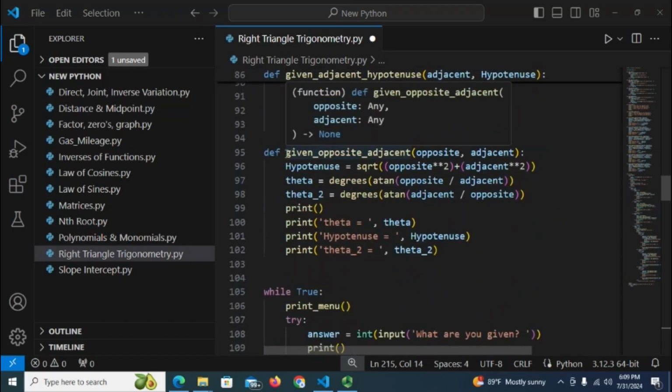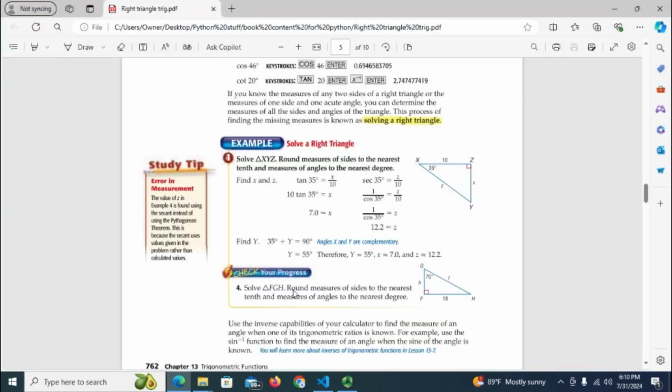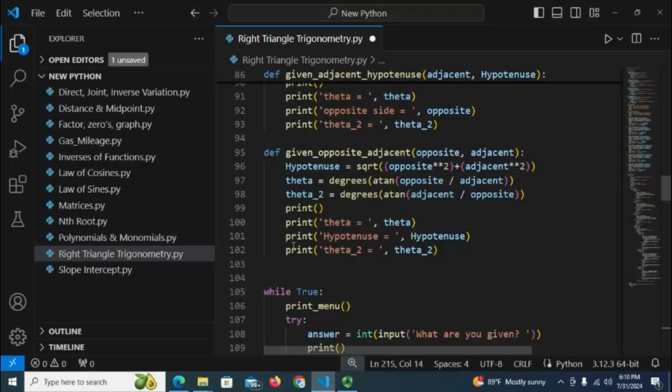Actually, this is the last function here, opposite and adjacent, and this is the one that uses arctan. In this case, it's arctan, and we print the results to the user. So let's go ahead and run our program and see. Let's actually open our book and choose an example from the textbook. We're going to solve, let's make this bigger, example 4: solve a right triangle based on theta and an adjacent side given as 10. So let's run our code.